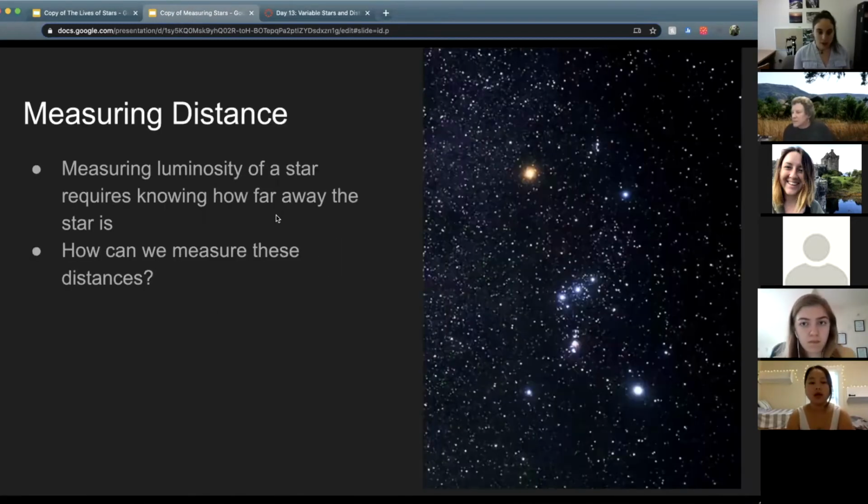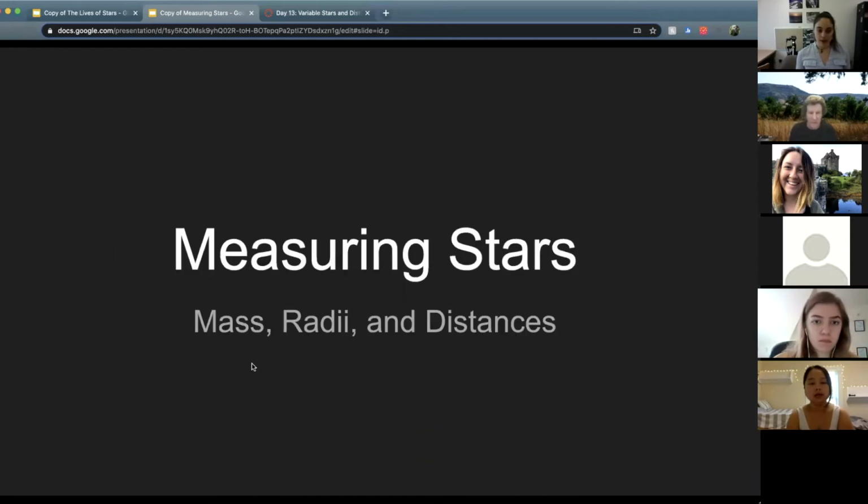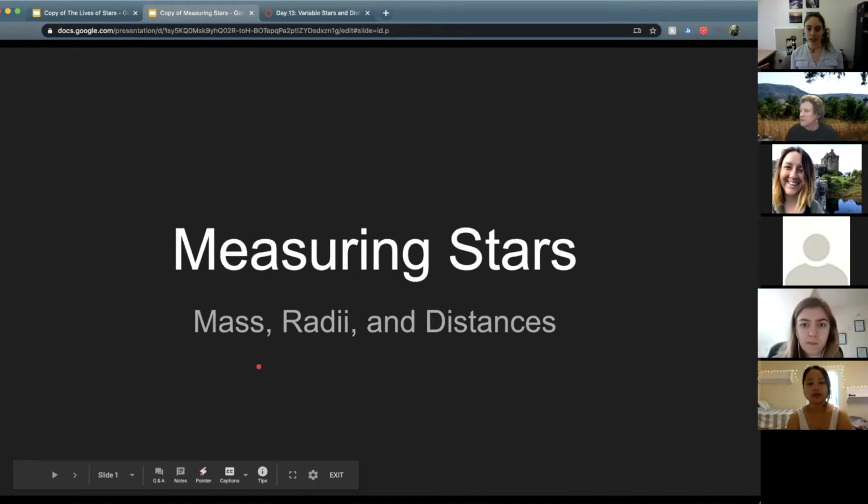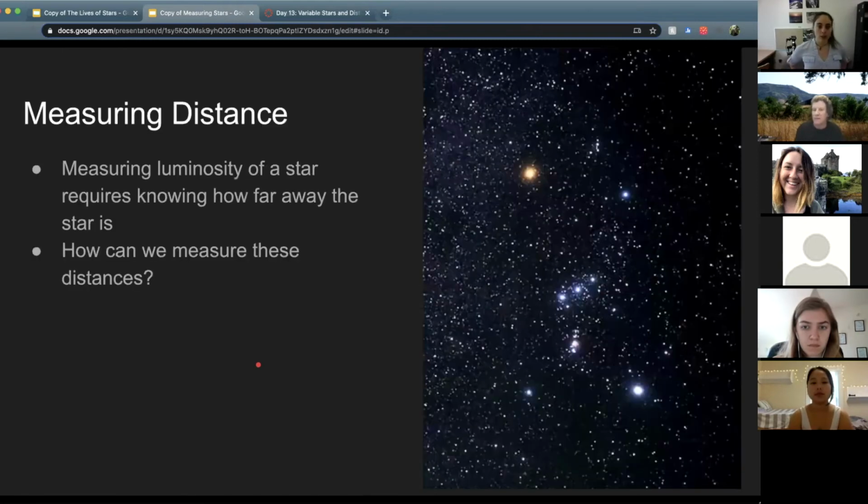So now, instead of thinking about the lives of stars, we're going to think about how we can measure the mass, radii, and distances to stars. So far we've been looking at the light, the color, and the spectra of stars, and now we're going to think more about what else we might want to know about stars and how we could go about getting these measurements. So the first thing I want to talk about is distances.